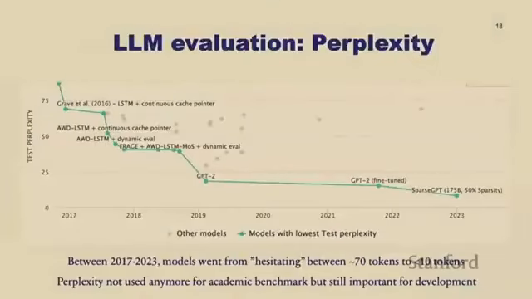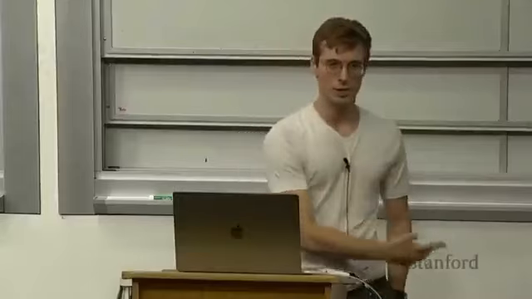Perplexity really improved. That's perplexity on a standard dataset between 2017 and 2023. It went from about 70 tokens to less than 10 tokens over these 5-6 years. That means the models were previously hesitating between 70 words every time they generated a word, and now they're hesitating between less than 10 words. So that's much better. Perplexity is actually not used anymore in academic benchmarking, mostly because it depends on the tokenizer you use and on the actual data people are evaluating on, but it's still very important for the development of LLMs. When you train your own LLM, people will still really look at the perplexity.